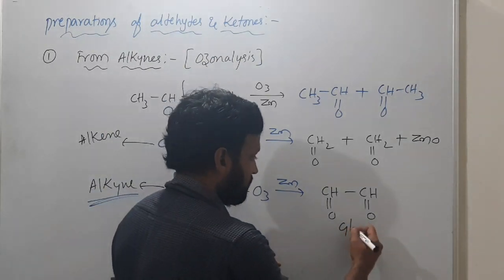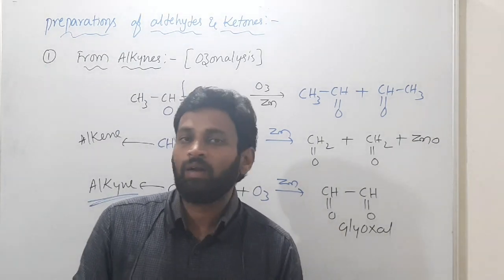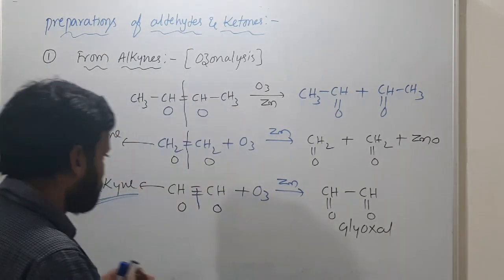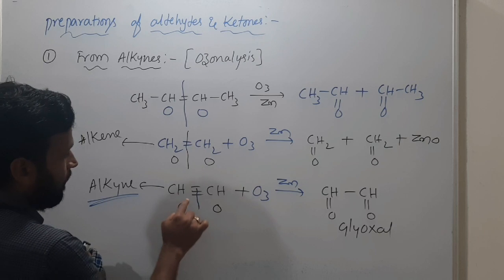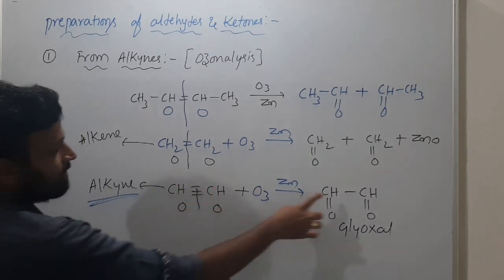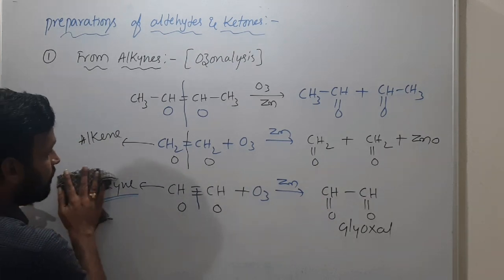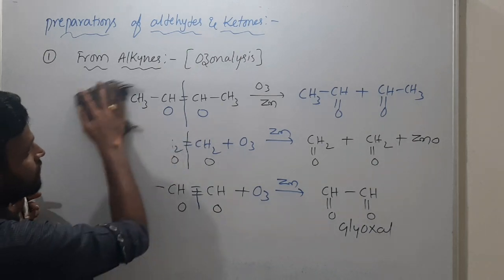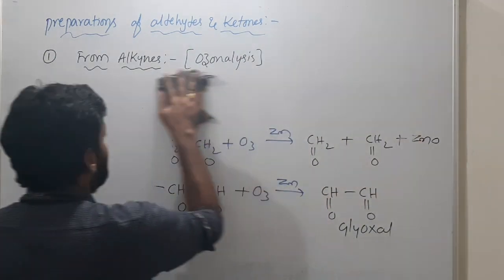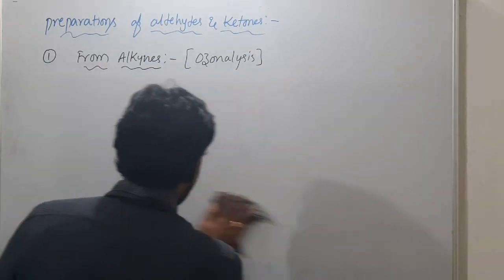Okay, so what is this? Glyoxal. Understood clearly? So what happens if you use triple bond? Then CHO, CHO you have. Single bond remains there. Understood? So this is one of the important reactions. This is from what? Ozonolysis. Very simple.